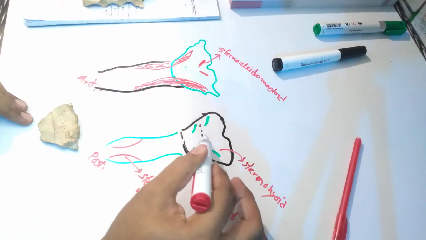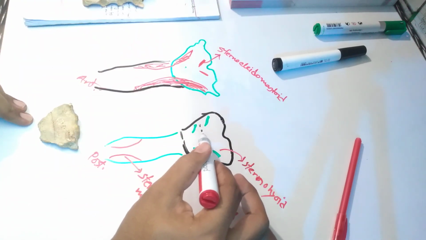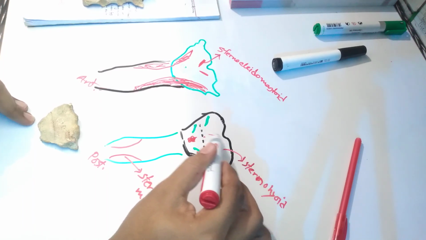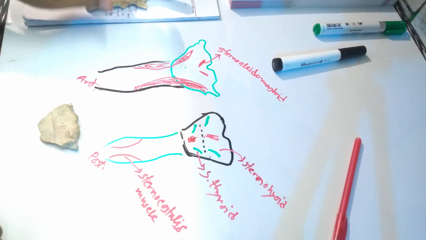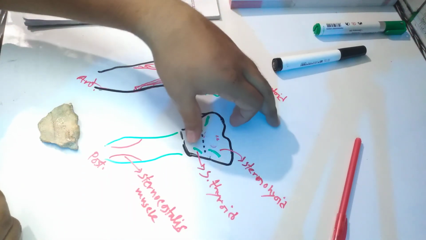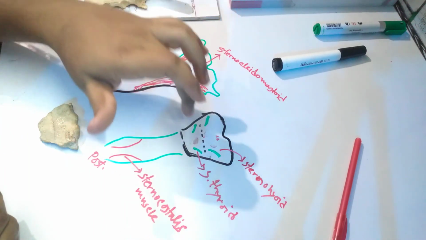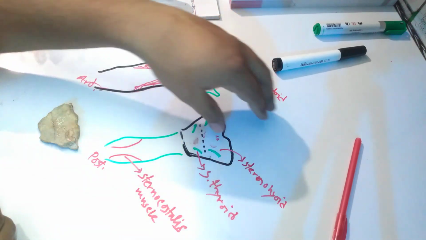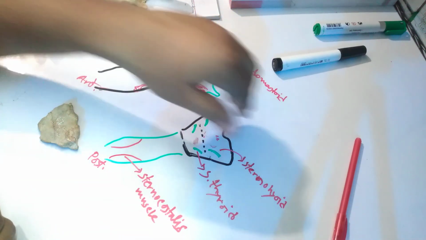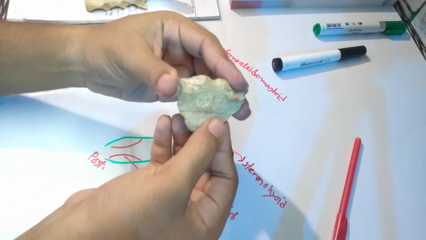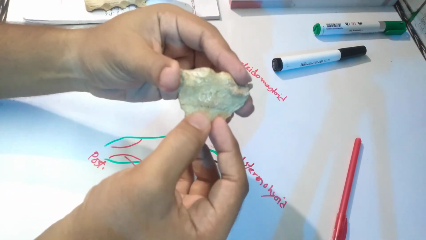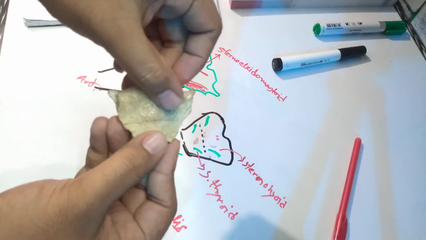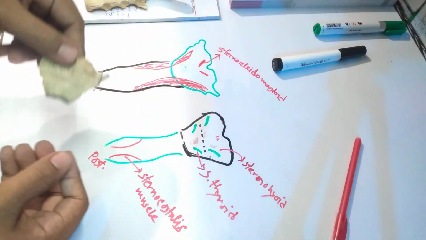This is a hypothetical line. We assume this line, and this is the lower half of the manubrium. This is the upper half of the manubrium. In the lower half, the muscle attachment is sternothyroid, and in the upper half, the muscle attachment is sternohyoid.